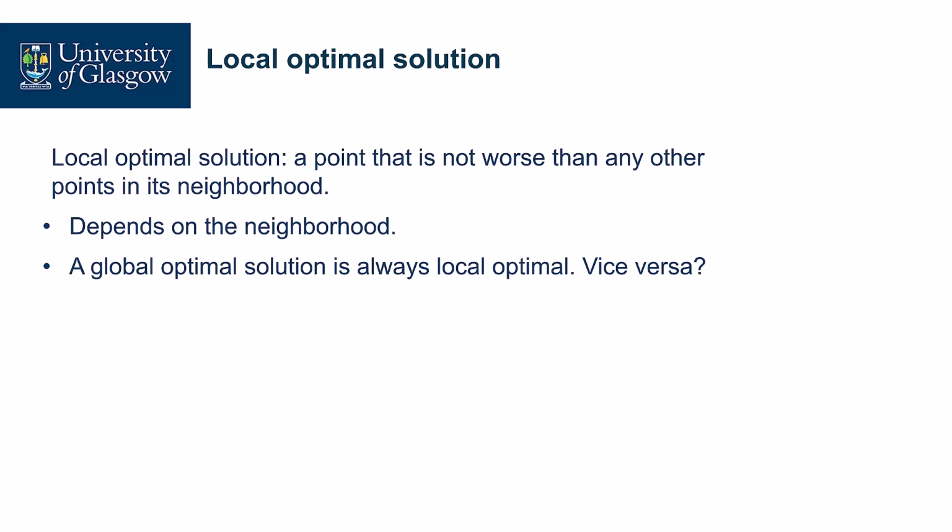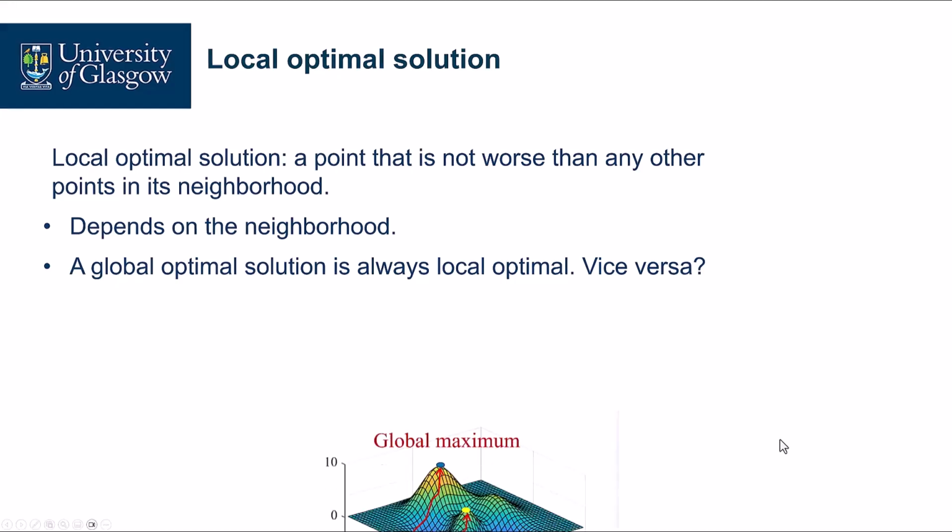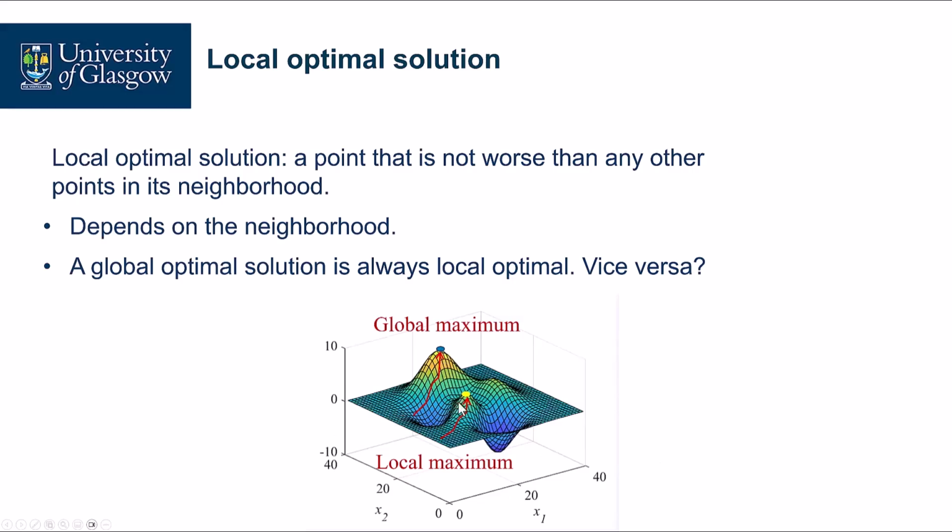And if we put it the opposite way, is this correct? A local optimal is always global optimal. As we can see here, there are 3 optimal points. This is a global maximum, there's a local maximum, as well as this, also a local maximum, right? However, these and these are not global maximum. They are only local maximum, right? So now we understand the concept of a global maximum and local maximum.